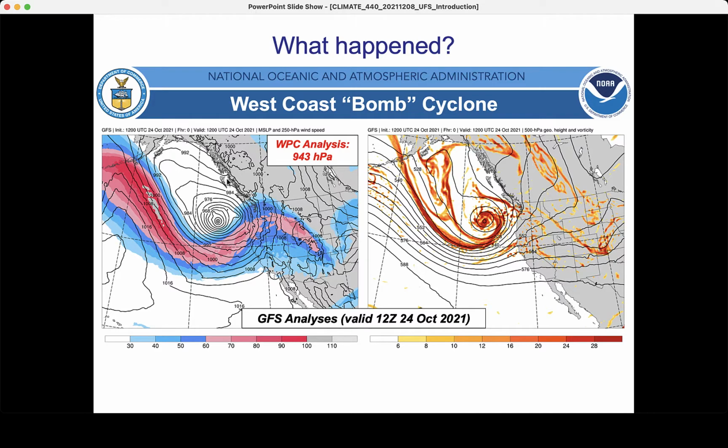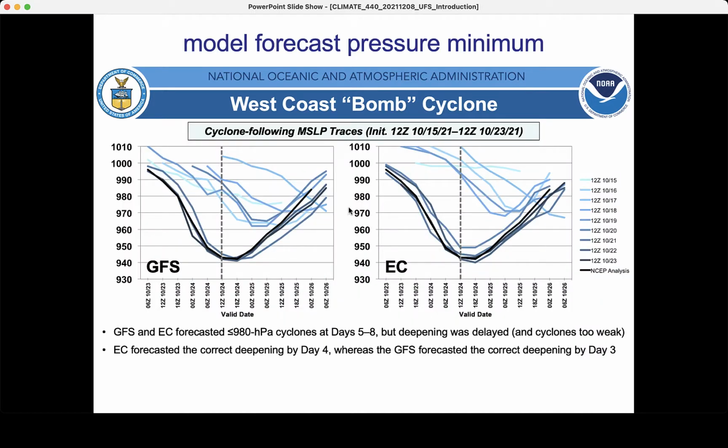So here's another view. Here's the storm. This is the wind up at 250 hectopascals. The central pressure at this point in time is 943 hectopascals here. And for you dynamic students, here's the vorticity at 500 hectopascals. So what I want to look at here are two forecasts, one coming from the GFS, so this would be using the UFS Medium Range Weather app, and then one coming from the European Center for Medium Range Weather Forecasts.